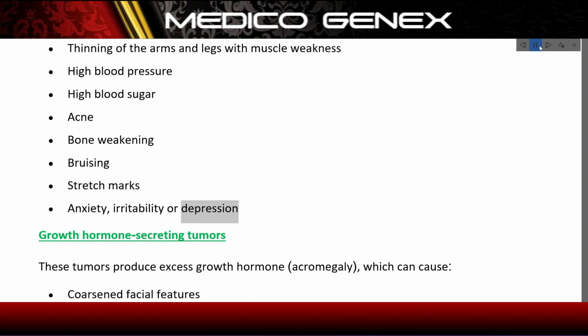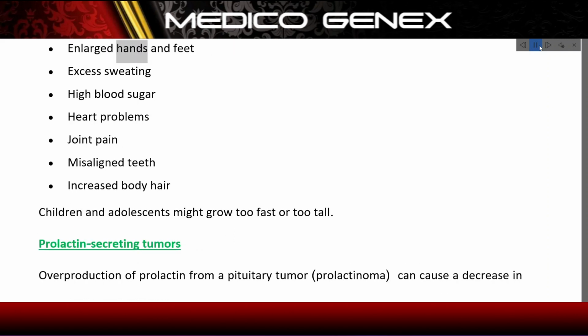Growth hormone secreting tumors. These tumors produce excess growth hormone, acromegaly, which can cause coarsened facial features, enlarged hands and feet, excess sweating, high blood sugar, heart problems, joint pain, misaligned teeth, increased body hair. Children and adolescents might grow too fast or too tall.